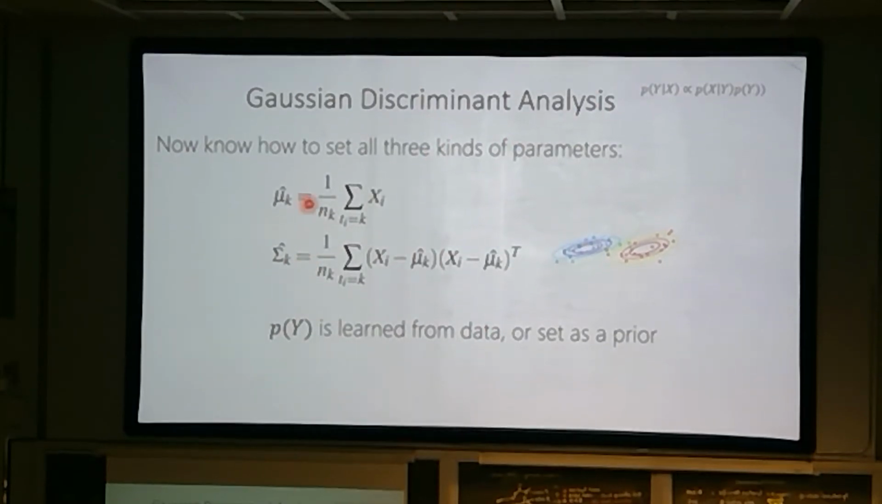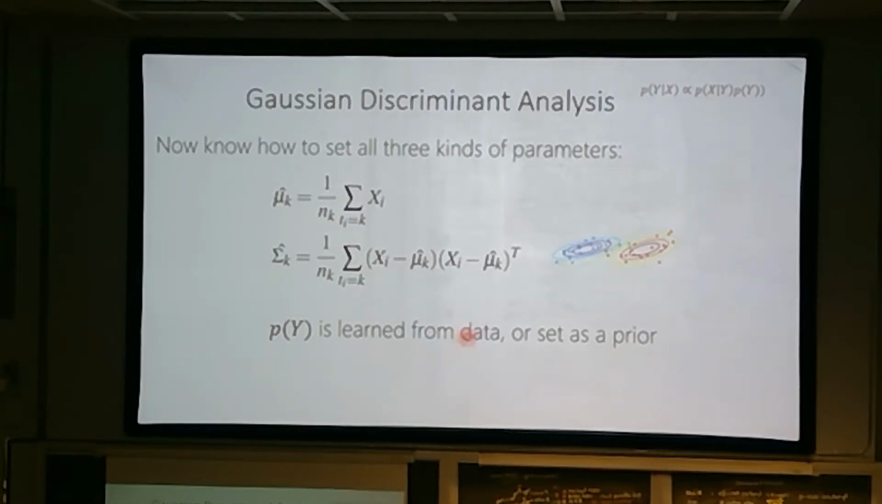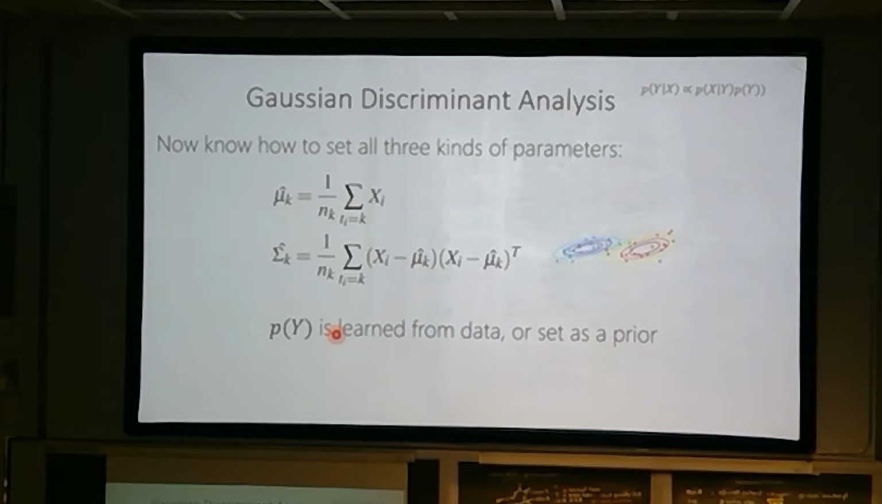These first two parameters come from the Gaussians, which are from the first part of this. And then this third one we just described, we either set it empirically from the data as a very, very simple statistical estimate, or we define it a priori with auxiliary knowledge.